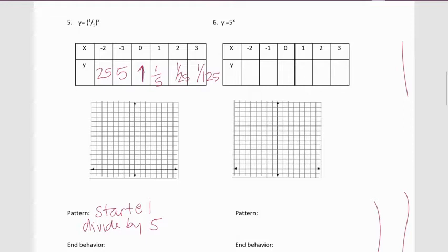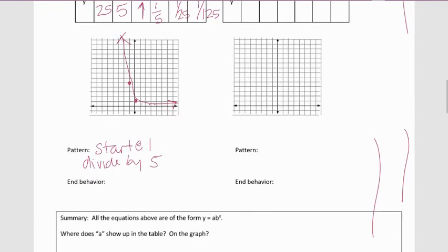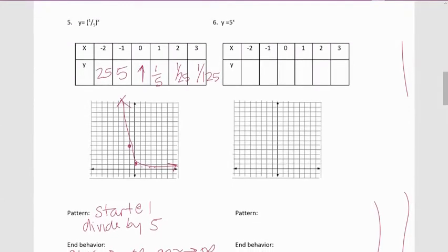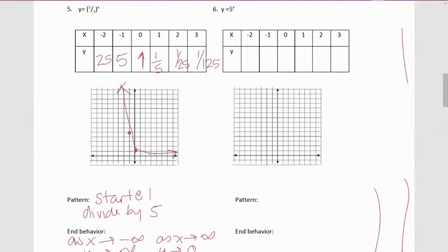So what happens this time is I'm at -2, 25 way up there, -1, positive 5, 0, 1, and then I start getting really close to 0 and I can't graph it. Okay, this one's like the opposite. As x goes to -infinity, our y's go to positive infinity. But as x goes towards positive infinity, our y is now getting smaller and smaller and getting closer to 0. But I can never get actually to 0. Okay, no matter what exponent I plug in, I cannot make that number go to 0.